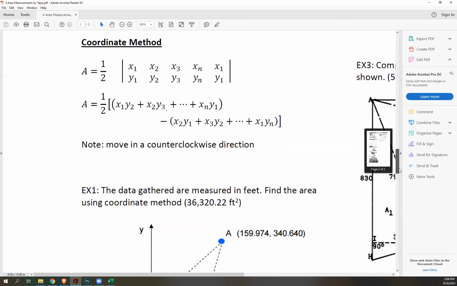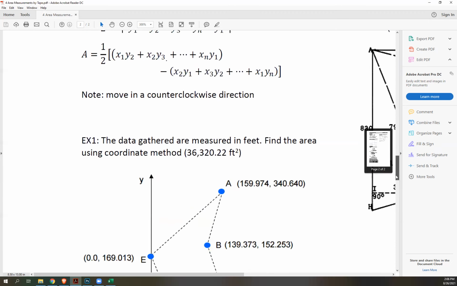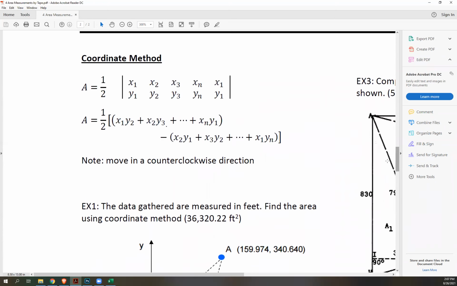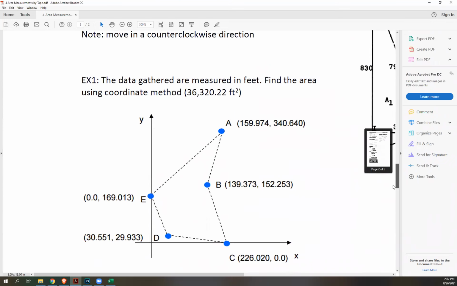Okay, so let's start. So this is the data gathered. You have your points A, B, C, D, and E. So you're going to choose any point as your first point. To be consistent, I'll choose point A as my first point. So this is your x1, y1. And then if you're moving counterclockwise, this is your x2, y2, x3, y3, x4, y4, x5, y5.